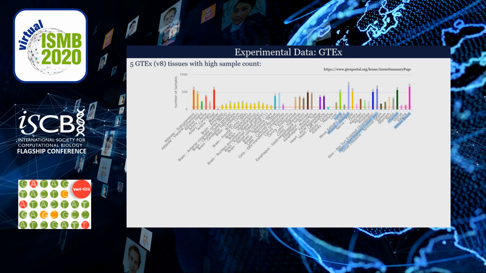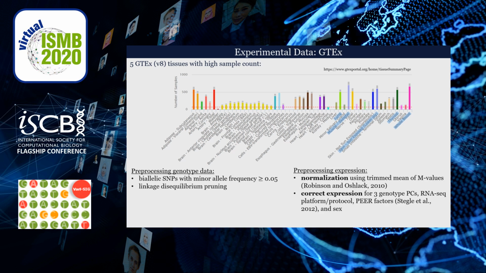To validate our model, we use 5 tissues with relatively high sample counts from version 8 of GTEx. We pre-process to select common biallelic SNPs. We do LD pruning, normalize the expression, and correct it for genotype PCs, peer factors, etc. So from this data, we select 15,000 genes and a 10% holdout of donors on which to evaluate some models.